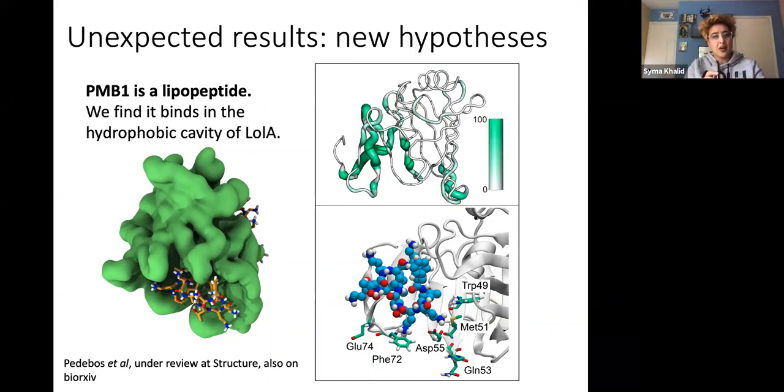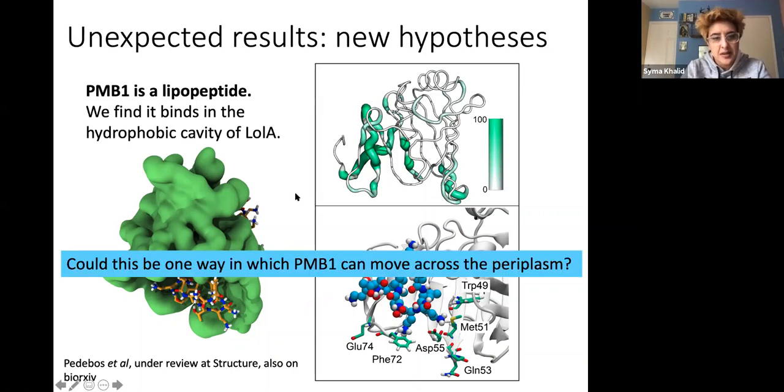Okay, so in hindsight, this makes sense. If you've got an antibiotic with a lipid region, why wouldn't it bind into an indiscriminate cavity of another protein that is designed to carry lipids? Right, it kind of makes sense, but as far as we know, no one has ever considered this for this particular antibiotic. And we saw it happen multiple times in our simulations.